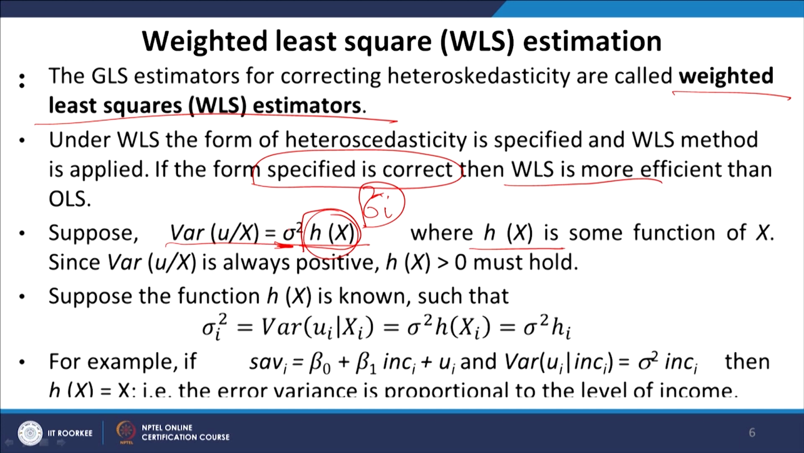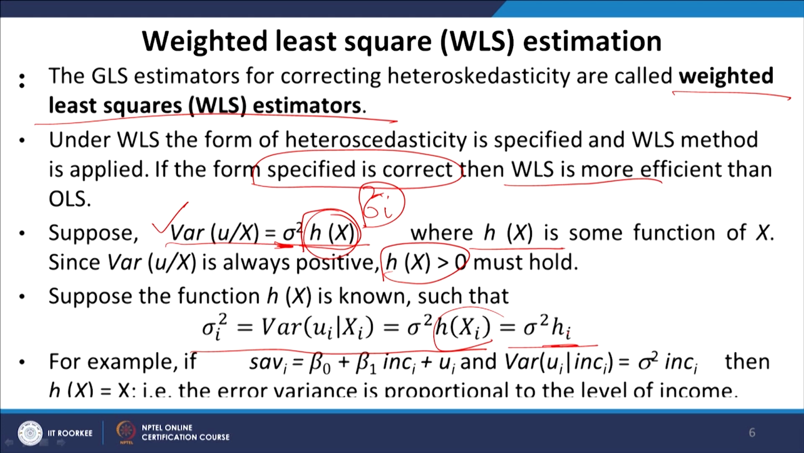Since variance of u given x is always positive, h(x) greater than 0 must hold, because if h(x) is a negative number, then the variance of u given x will also be negative, but that is not possible because variances are always calculated on the basis of squared sums, the squared sum of the deviations of the individual values from the mean, and as a result they can never be negative numbers. Suppose the function h(x) is known such that sigma i square equals sigma square h(x_i) equals sigma square h_i. So, the form of h(x_i) is generally written as h_i.